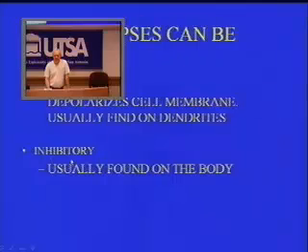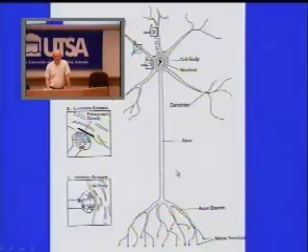The inhibitory are, of course, going to hyperpolarize the membrane, and not always hyperpolarize necessarily. We should say that it's just going to increase the negativity inside the cell membrane, and will hyperpolarize if it is pushing the membrane potential below the resting membrane potential. This usually occurs at the cell body.